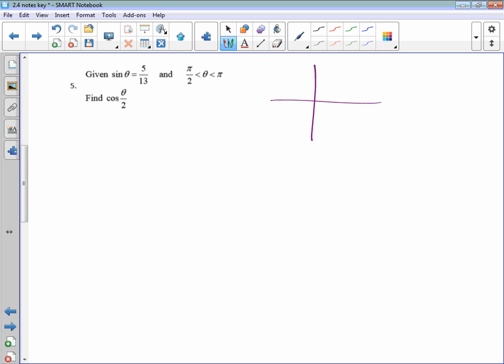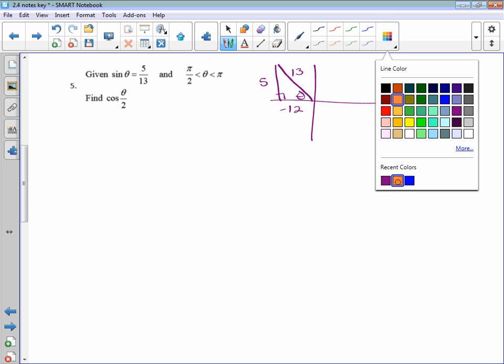So what quadrant is theta itself in? 2. So I'm going to draw, and this is for theta. Sine is 5/13, -12. Theta, that's what we're going to use for the value within the formula, but we still have to figure out what quadrant theta over 2 is in, so that we can determine the plus or the minus in front, okay?